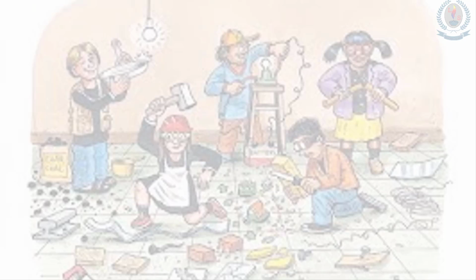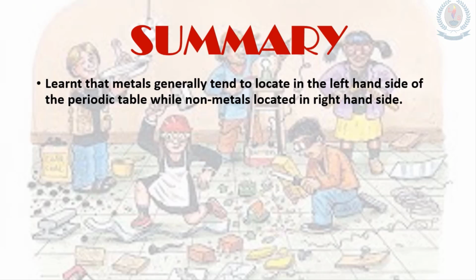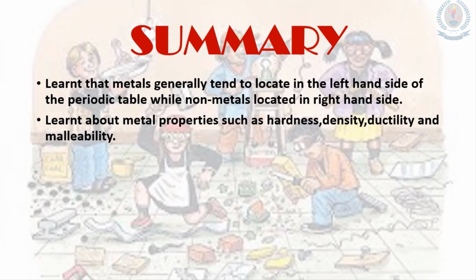So children, I believe that you have learned more about metals and nonmetals and so many new things. So now we are at the summary of this lesson. In this lesson, you have learned that metals generally tend to be located on the left hand side of the periodic table, while nonmetals are located on the right hand side. And you have learned about metal properties such as hardness, density, ductility and malleability.